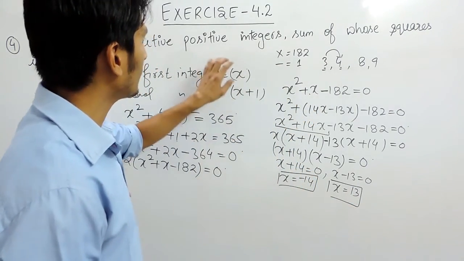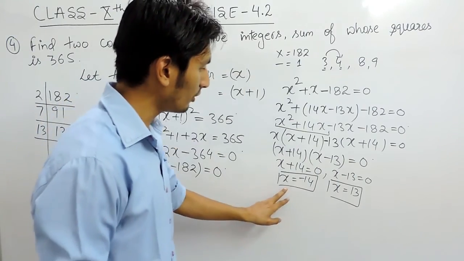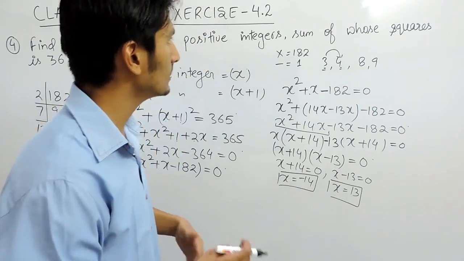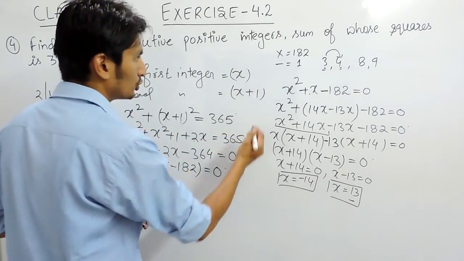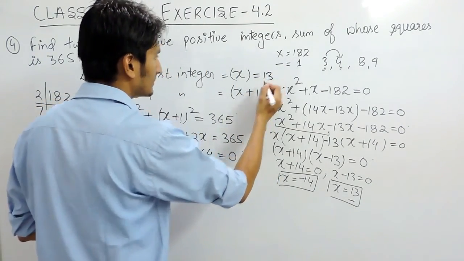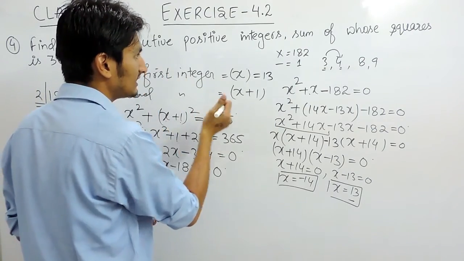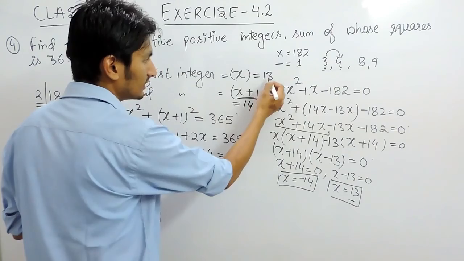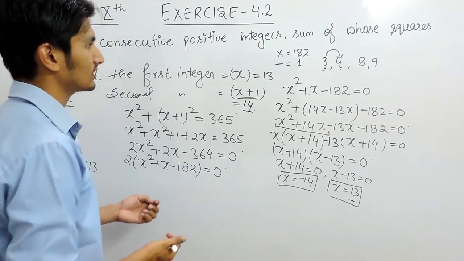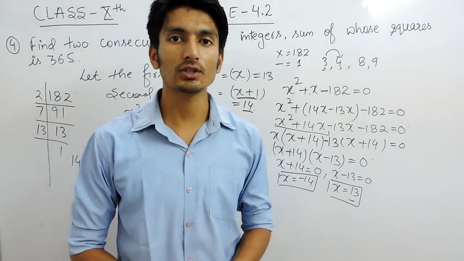Now we are talking about positive integers, so the value of x cannot be minus 14 because the question is about positive terms. So the value of x should be 13, meaning the smaller number or the first integer must be 13 and the next one must be 14, because the next one is 13 plus 1, which is 14. So this is how you can solve these questions.